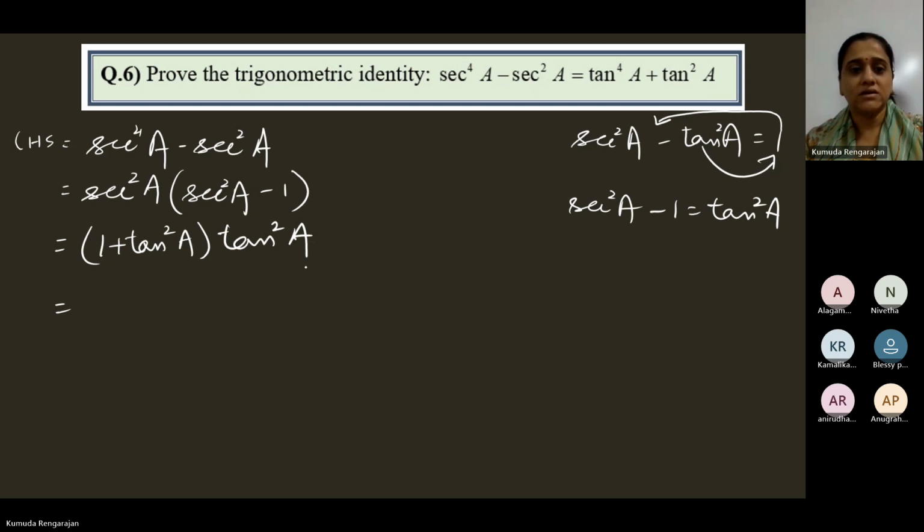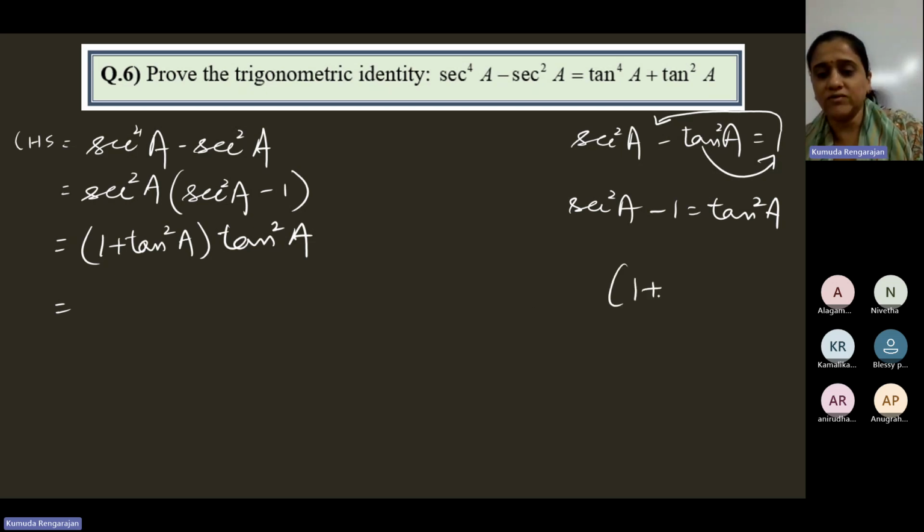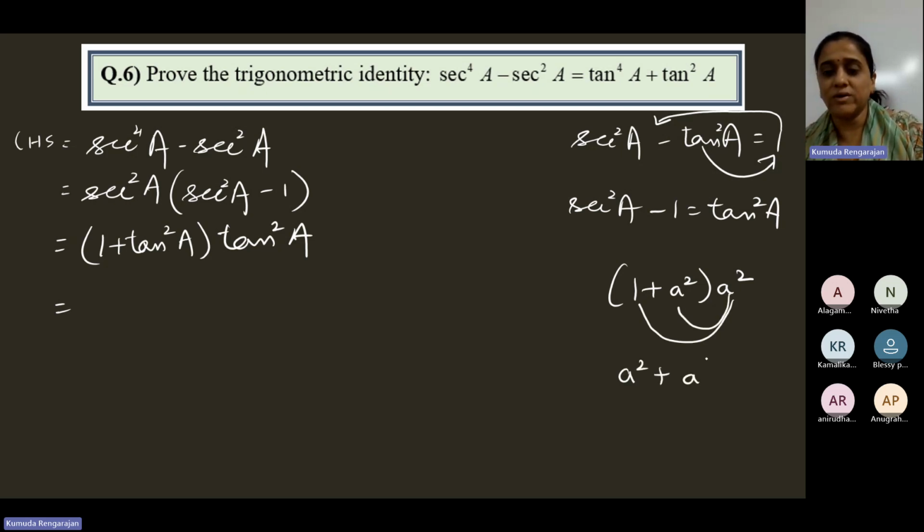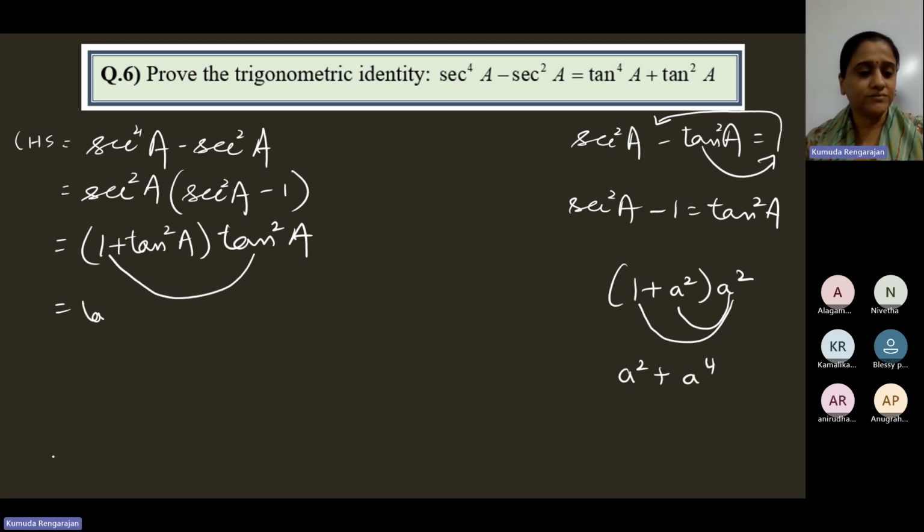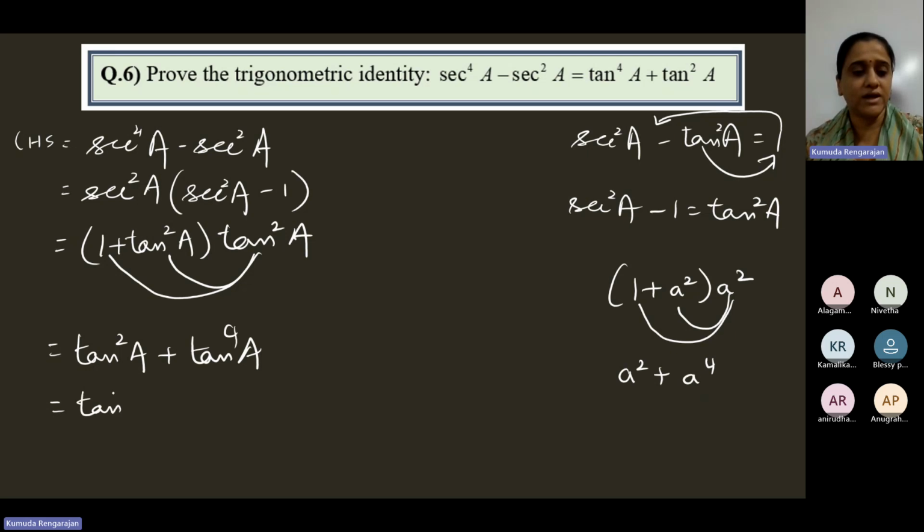Now multiply. That's what you do, no? Like if you have 1 plus a square into a square, you will multiply: 1 into a square plus a square into a square, a to the power 4. Same thing here, multiply this and this, tan square A. And multiply this with this, plus tan A to the power 4. Just write it in the order it's given in the question. So tan to the power 4 A plus tan square A, which is the RHS. Right on, children?